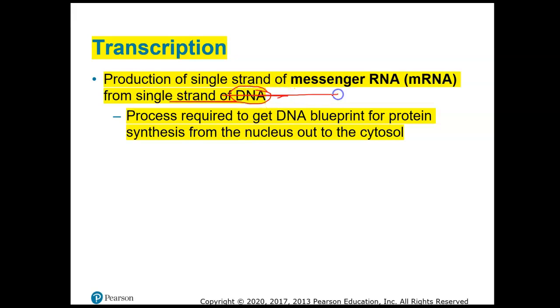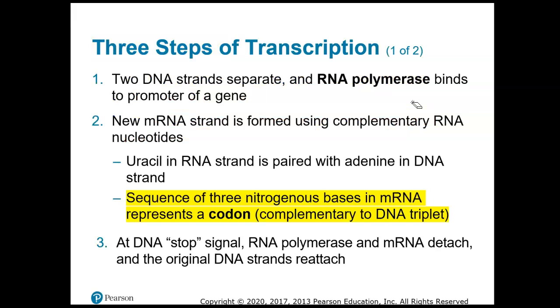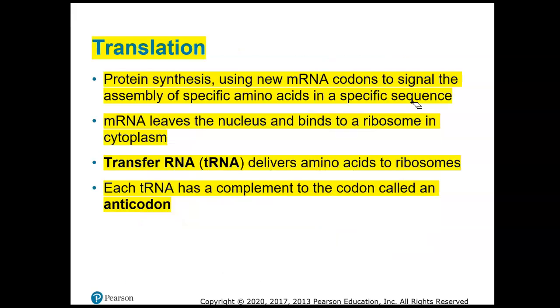codes for messenger RNA. So transcription is when the DNA codes for messenger RNA. This happens in the nucleus, and that messenger RNA takes the DNA code to the cytoplasm. And translation occurs in the cytoplasm on a ribosome. The messenger RNA attaches to a ribosome.